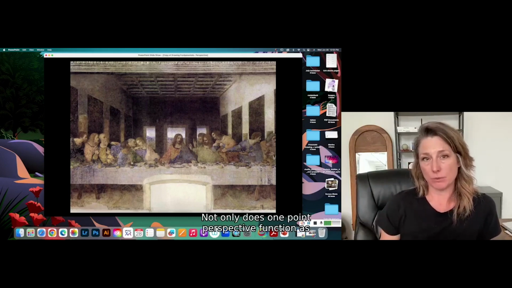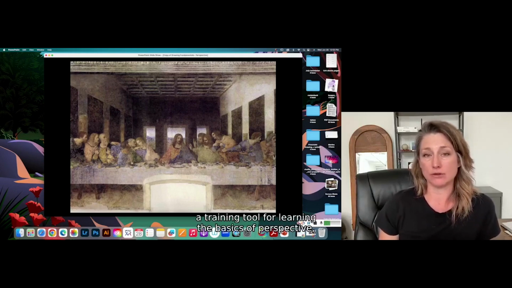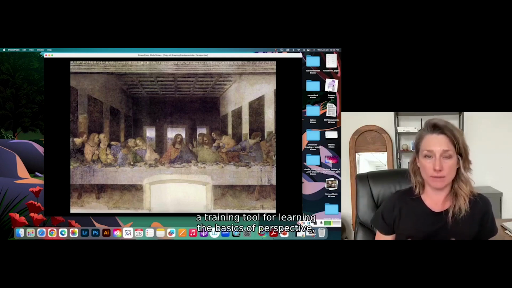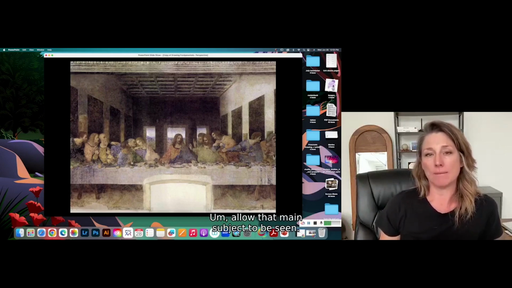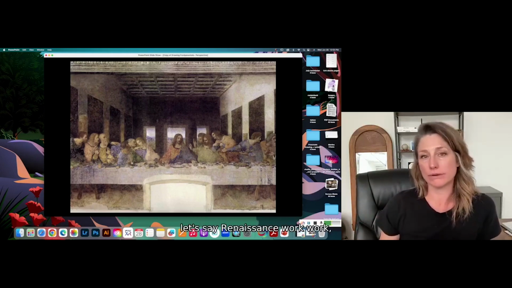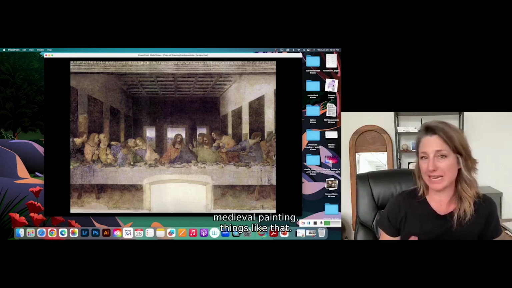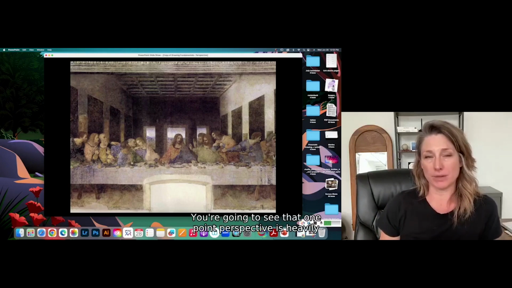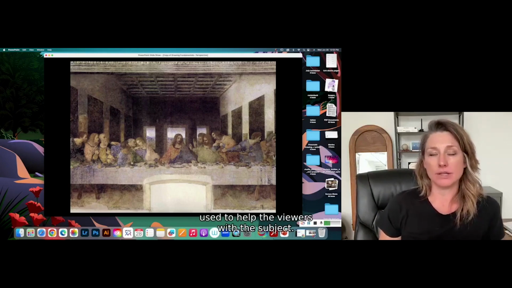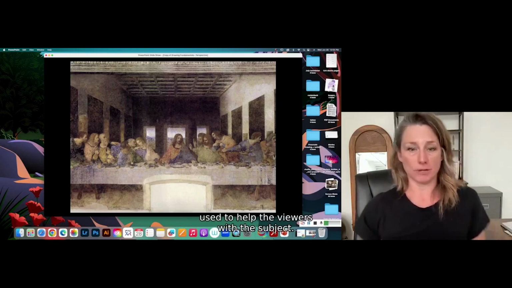So not only does 1-point perspective function as a training tool for learning the basics of perspective, but it does also historically with Renaissance pieces, so on and so forth, allow that main subject to be seen. So you'll see with a lot of older work, let's say Renaissance work, medieval painting, things like that, you're going to see that one point perspective is heavily used to help the viewers with the subject.